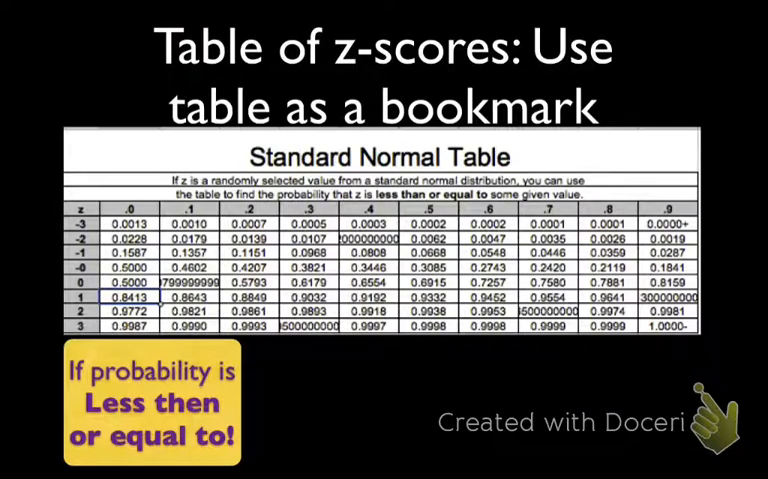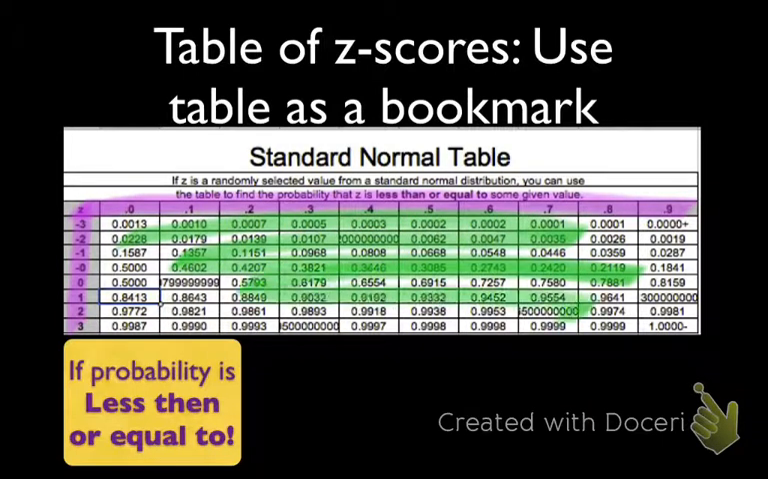Okay, so now you guys have this table. I would use it as a bookmark. This is a table of z-scores and probabilities. In the gray up here, these are how we find our z-scores. Notice the z up there in the upper left-hand corner. In the white, these are all probabilities.